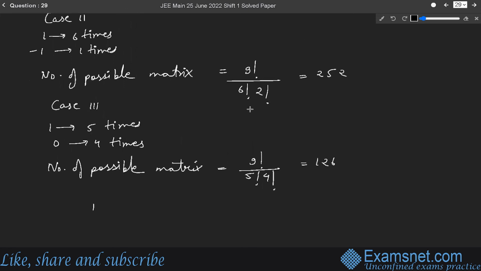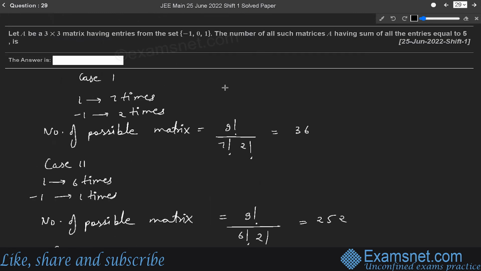Now adding all the numbers of matrices, we get the total number of matrices is equal to 414. Hence we can say that the total possible number of matrices is 414. So the correct answer is 414.